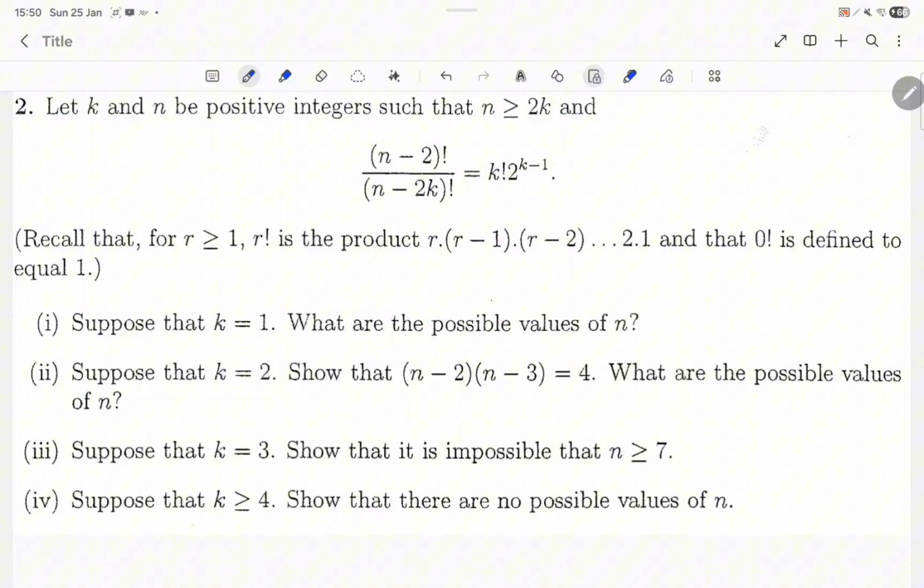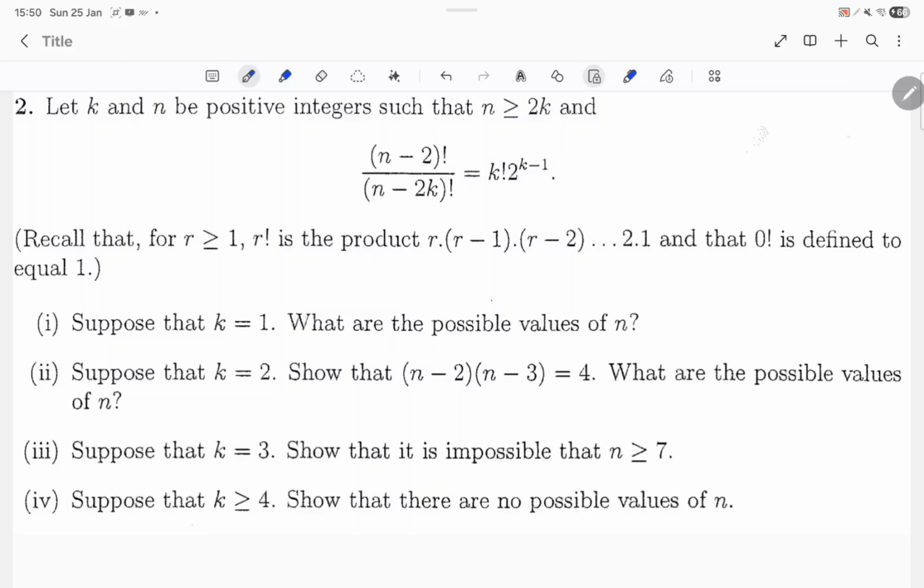Part 1. Suppose that k is equal to 1. What are the possible values of n? Part 2. Suppose that k is equal to 2. Show that (n minus 2)(n minus 3) is equal to 4. What are the possible values of n?